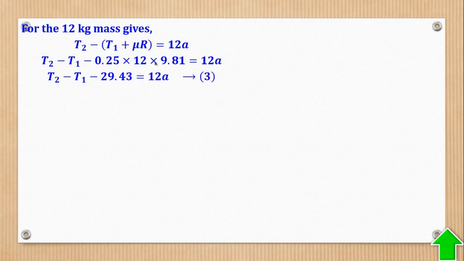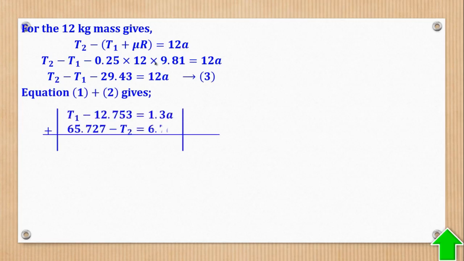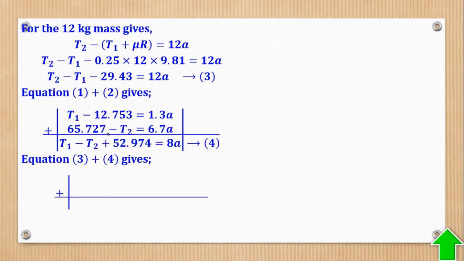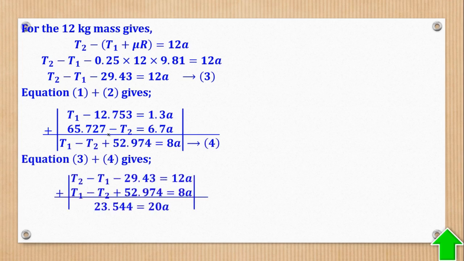So the 3 equations, 3 unknowns. Next is to solve simultaneously. Equation 1 plus equation 2 will give us that as equation 4. Then equation 3 plus equation 4 will give us that. And from that we can make A the subject. And that's what they wanted.